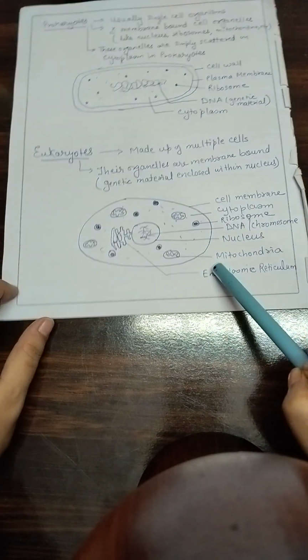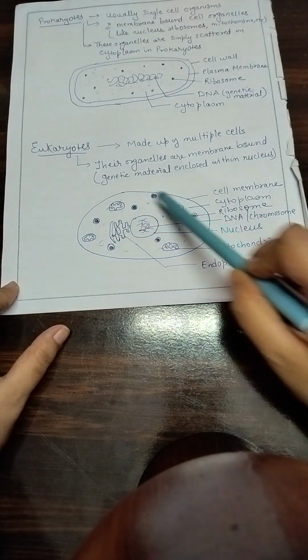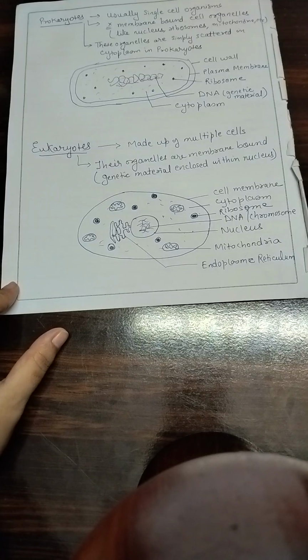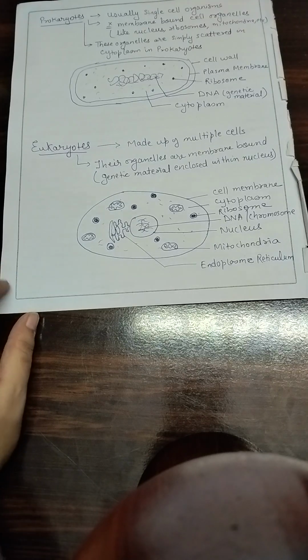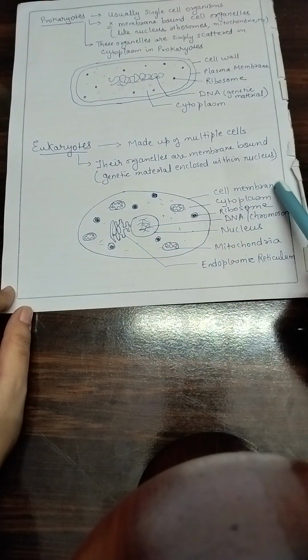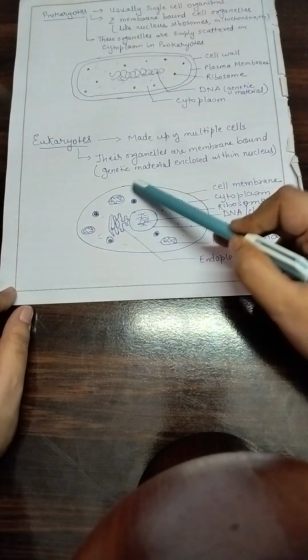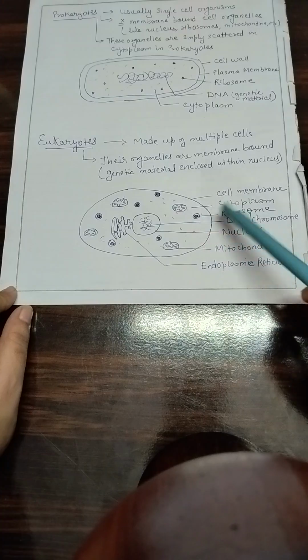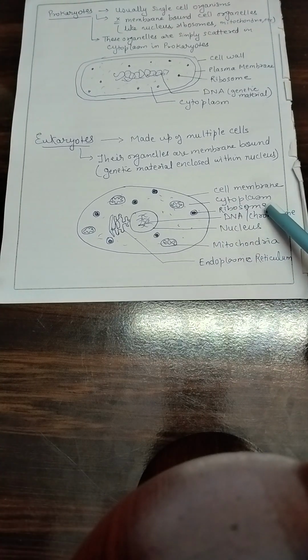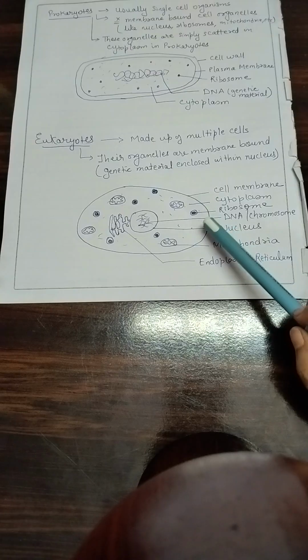And if we look at the typical figure of the eukaryotic cell, we find that they have an external covering called the cell membrane. Again, they have a semi-fluid matrix called the cytoplasm, where various chemical reactions take place.